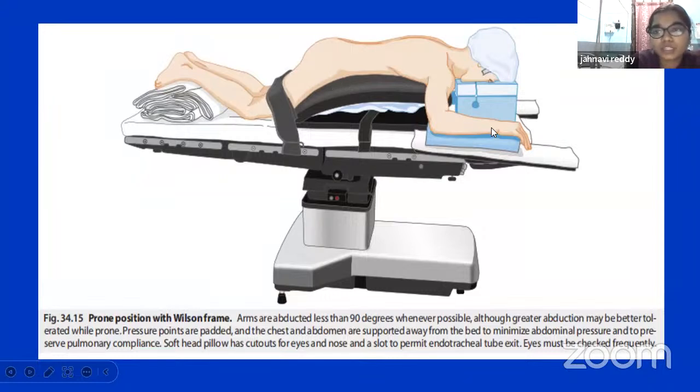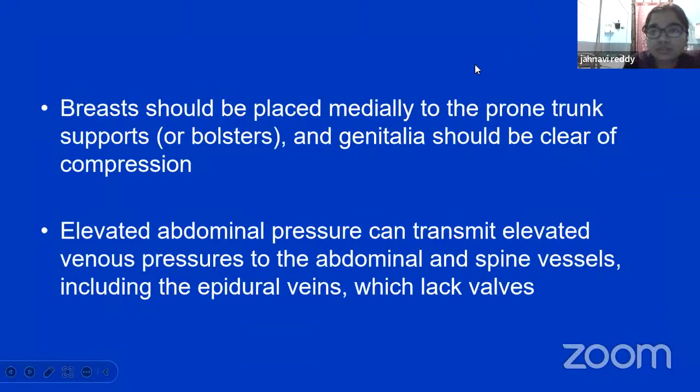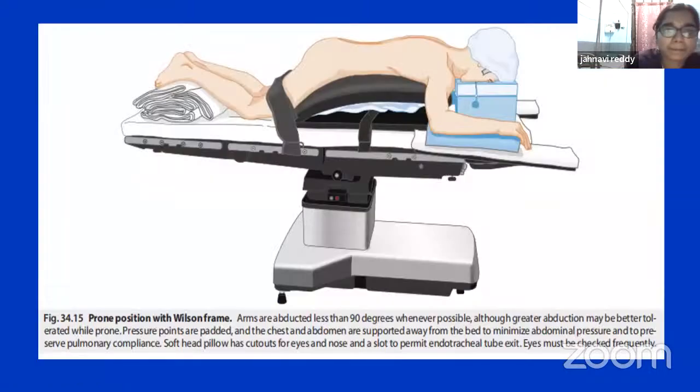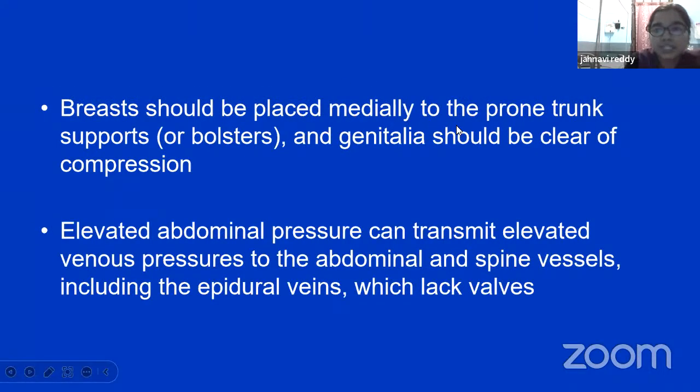Hands are placed by the body in abduction of less than 90 degrees and are supported by padding. And the heel, sacrum, and dorsal part of the legs are also supported with padding. And facial pillows are placed under the face to prevent ischemic injuries of the face and the nose. Breasts are also placed medial to the supports such as bolsters, and genitalia should be cleared of compression.